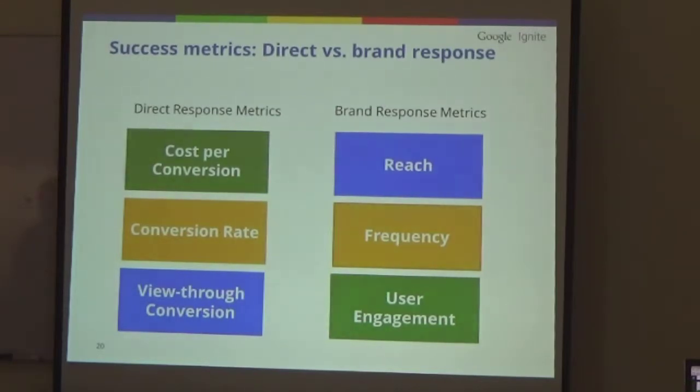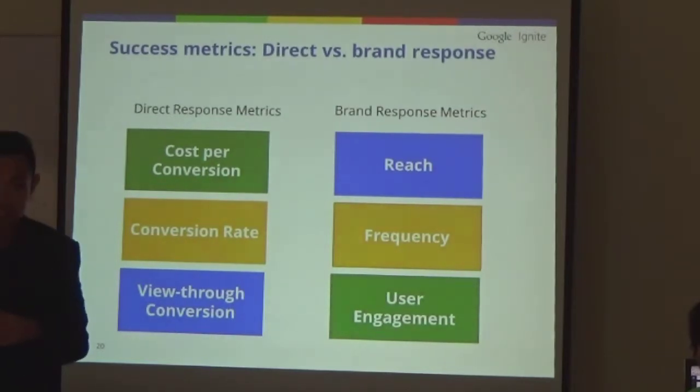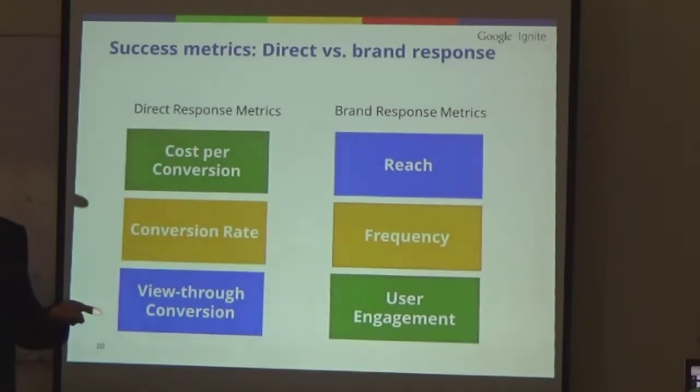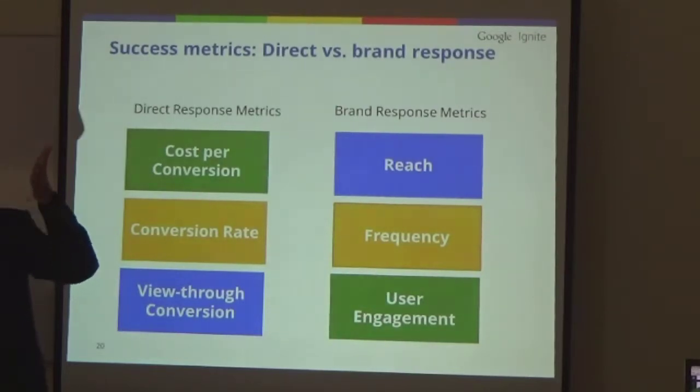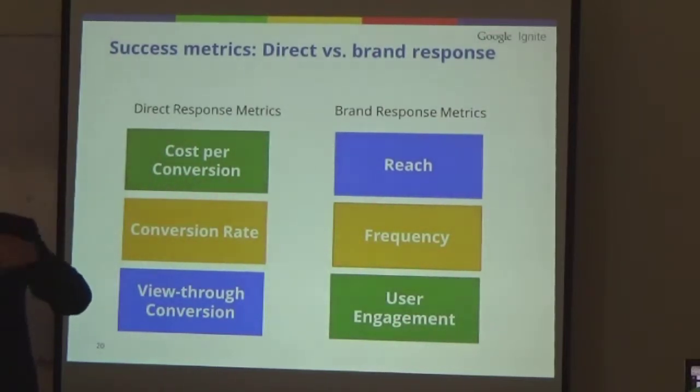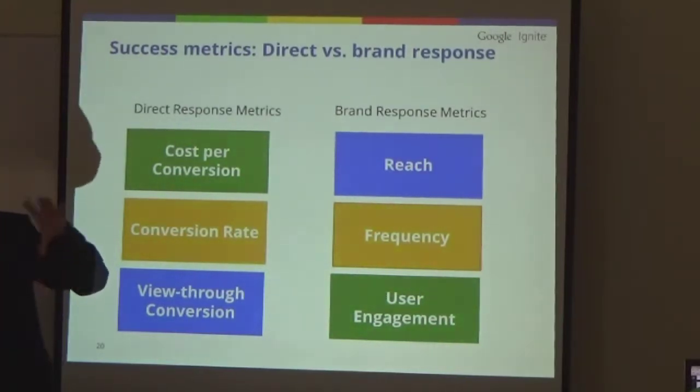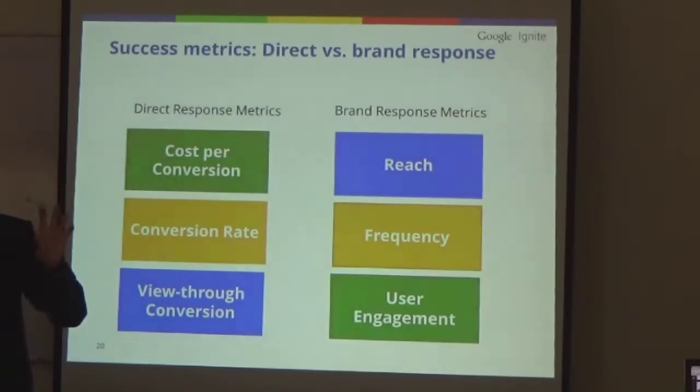Now, for direct response, we are going to look at things like cost per conversion, conversion rate, and view-through conversion. View-through conversion is when you have an image ad and an impression, but the audience does not click the ad and moves on. Subsequently, when they come back to your site and they convert, they purchase, they sign up, that impression falls under a metric called view-through conversion. As we go along, I'm going to get you familiarized with some of these things, as they are going to be asked in the exams.